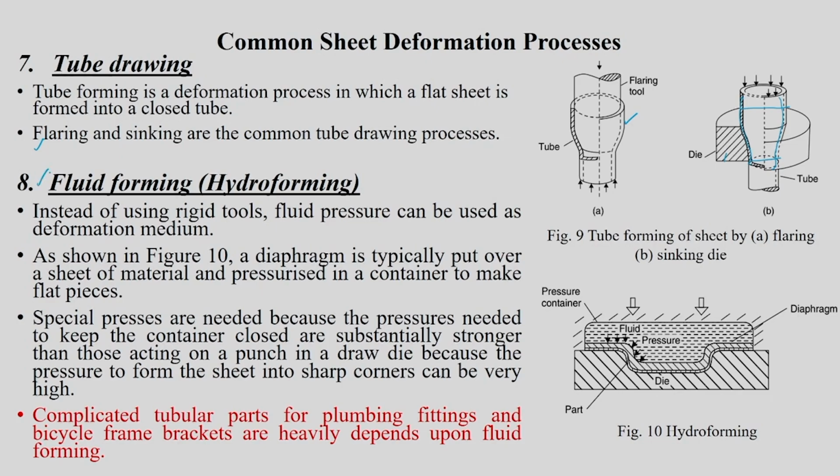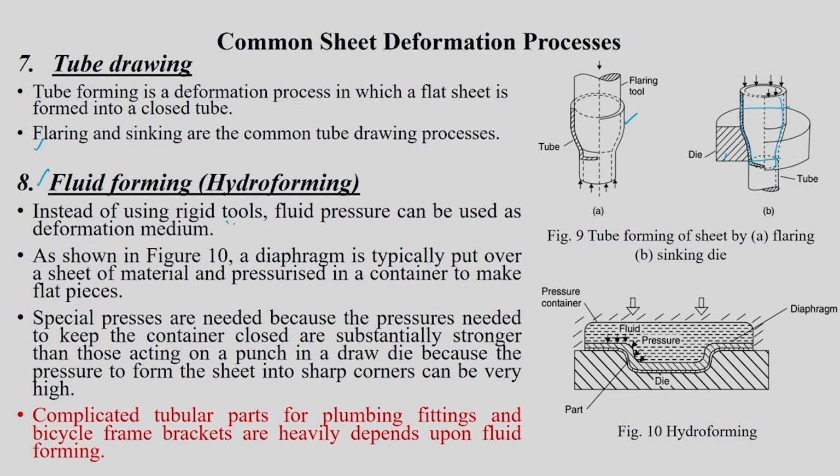Then comes a totally new type of sheet forming process called fluid forming, or it is famously called hydroforming. So until now, the sheet forming processes we have discussed are predominantly done with a punch, a die, and a blank holder, mostly through these 3 important tools. The sheet is deforming, but all other tools, like punch, die and blank holder, are rigid, they are not going to be deforming at all. Instead of using rigid tools, what people do is they use fluid pressure as a deformation medium.